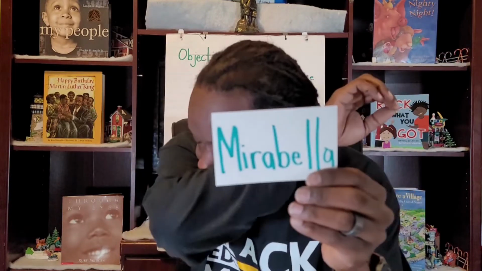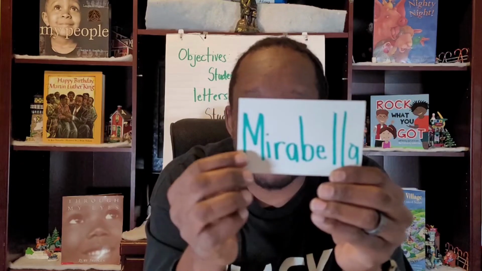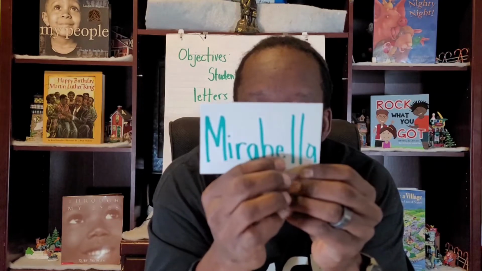And whose name is this? Mirabella. Hi, Mirabella. Let's spell Mirabella. M-I-R-A-B-E-L-L-A. And it's a good friend of mine's daughter. That's baby daughter.